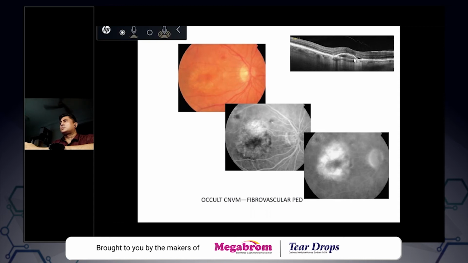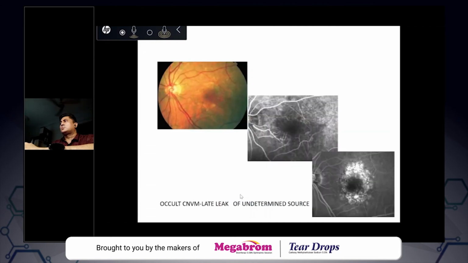neovascular tissue underneath. So when you do OCT, you see the elevation of the RPE, you see the neovascular tissue there. So this is occult CNVM, and this is a pigment epithelial detachment. So this is called a fibrovascular PED, one type of occult CNVM.